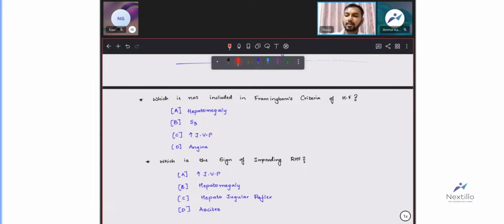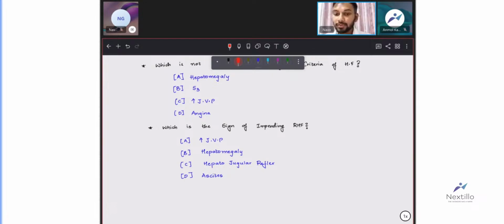The first question is, which is not included in the Framingham's criteria of heart failure. Next, which is the sign of impending right heart failure. We'll see what these are.